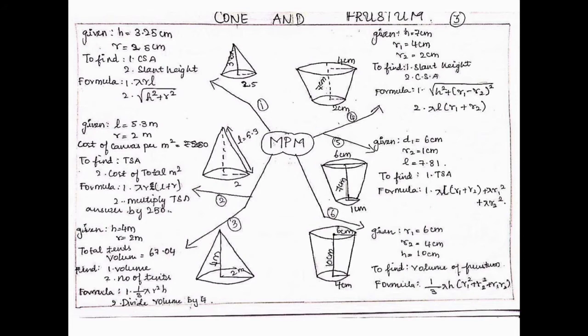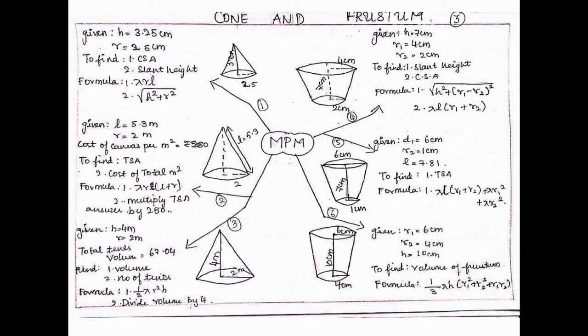Now let's see node 2. So in this node, the given is slant height is equal to 5.3 meter and the radius is equal to 2 meter. The cost of canvas per meter square is rupees 250. Now we have to find the TSA and the total cost. So the formula to find TSA is pi R into (L plus R). To find the total cost, we multiply the TSA by 250. So we'll get the total cost.